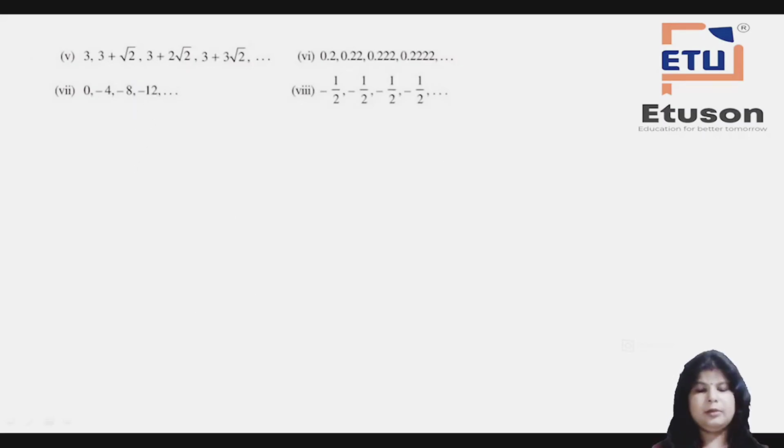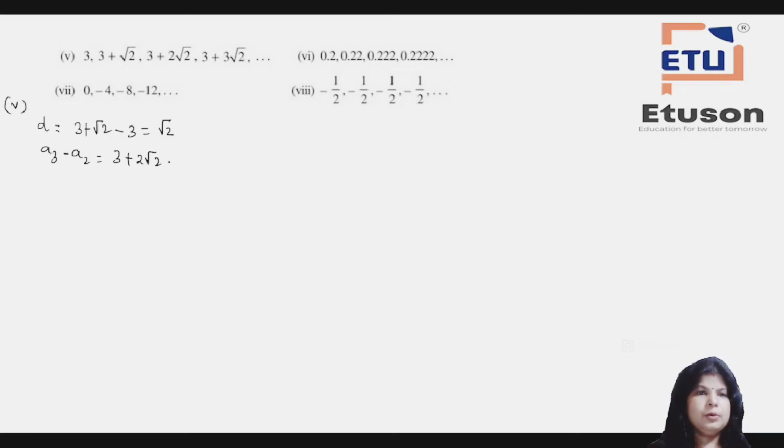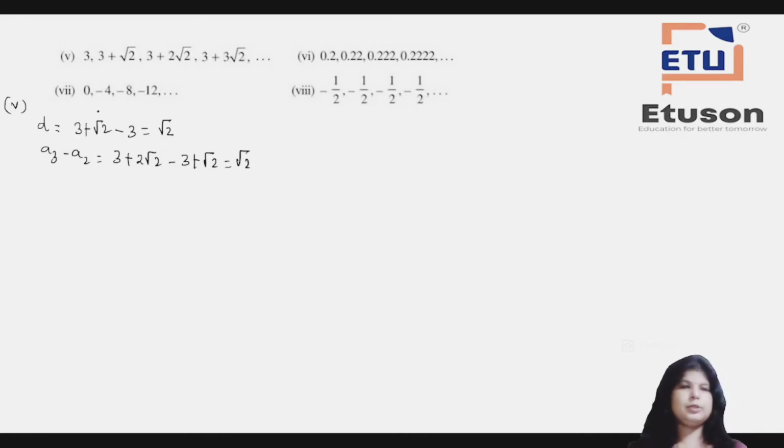Now this is bit 5. So you have 3 plus root 2, 3 plus 2 root 2, 3 plus 3 root 2. Right? So here let us find out the common difference if it exists. Difference D1 is 3 plus root 2 minus 3, so the answer is root 2. And A3 minus A2 is 3 plus 2 root 2 minus 3 plus root 2. Again the answer is root 2. So there exists a common difference, and the common difference is equal to root 2.